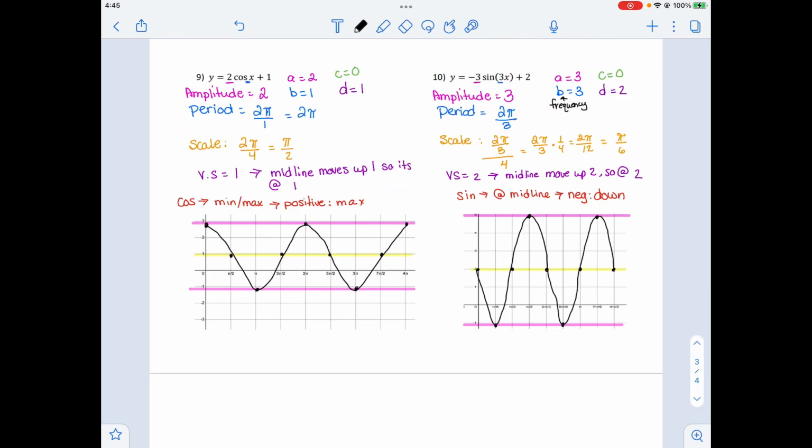With this one, we had a vertical shift of 2, which means that our midline moved up 2. Normally, it's at the x-axis, so now it moved up to 2. And then that made our amplitude, if we start at 2, we add 3 to that, we're at 5, and we're at -1. So then we did our graphs. Because this is a sine function, we start at the midline, and because there was a negative sign out front, we had to start going down first. Now you'll move on to your homework and get a lot more practice.